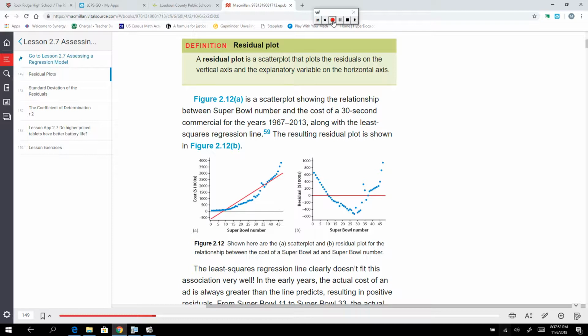On the left is a scatter plot. These points are a scatter plot of the Super Bowl 0 through 45. Obviously there wasn't a 0, but the Super Bowl 1 through 45, and how much the cost of a 30-second commercial was. So you see the cost of the commercials were going up as the Super Bowl numbers go up as far as the scatter plot is concerned. And of course a line of best fit might look like this.